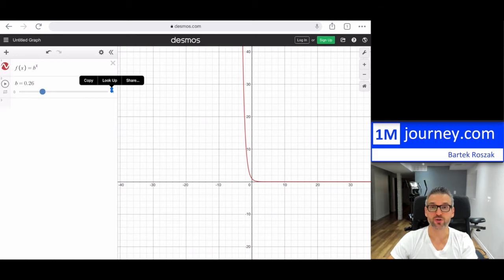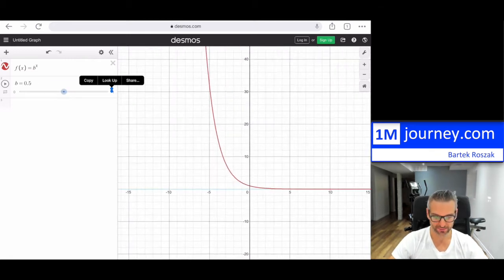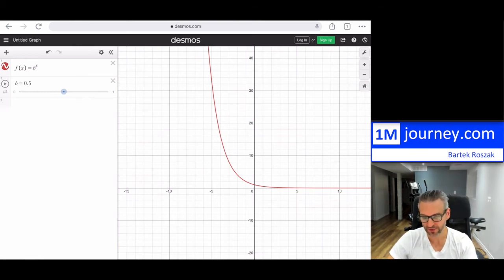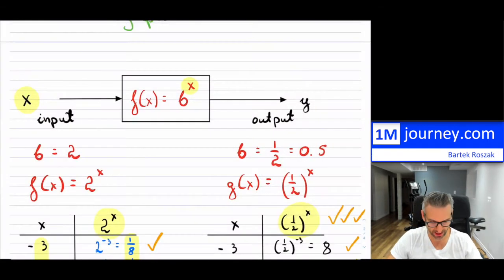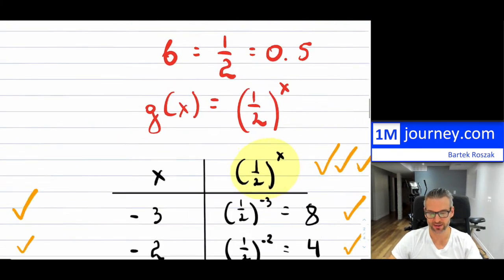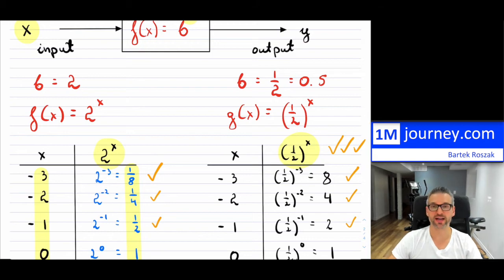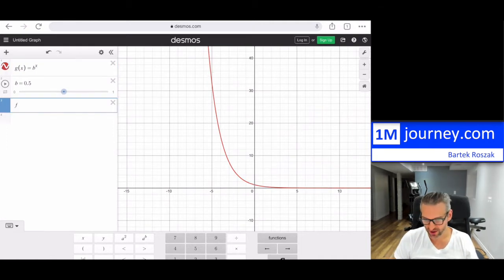Now, ours was 0.5. So let's get to 0.5 here, or at least as close as I can. There we go. So that's how it would look. That's my 0.5. Let's call this g of x, because that's what I put right here. When it is between, let's say, 0 and 1, I'll call it g of x. And when it is more than 1, let's see what happens in that instance, and I'll call that f of x.